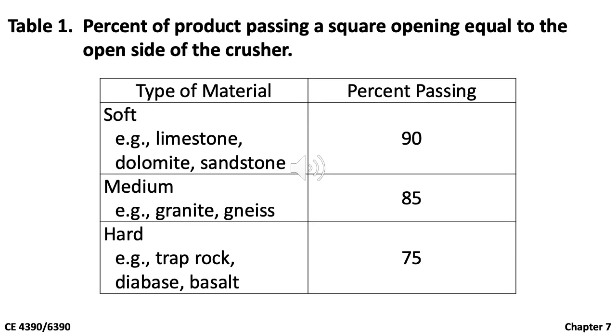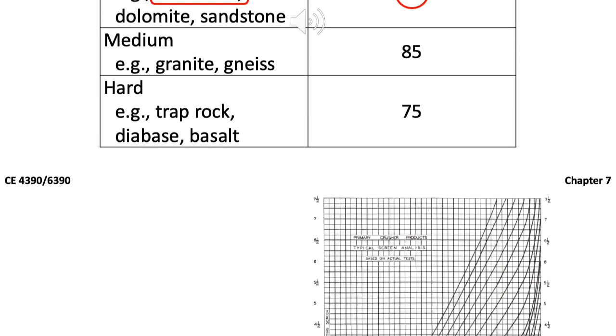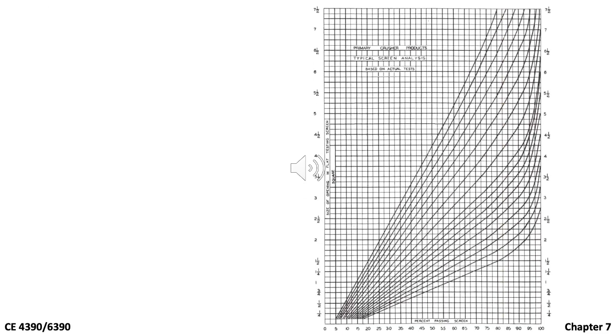From this table, given limestone as the material, the percent passing 6 inches is going to be 90%. This chart gives you the correlation for various types of materials. Each curve is developed for a certain type of material, and the vertical axis is the screen size, and the horizontal one is the percent passing.